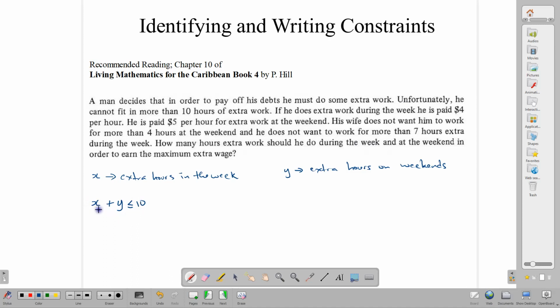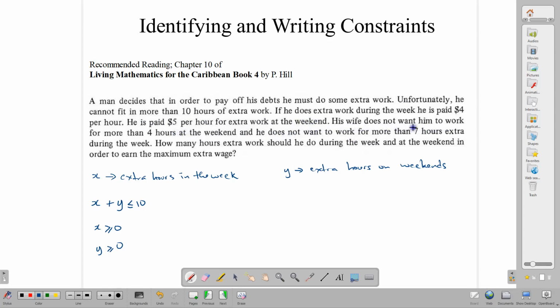Second, he has to do some extra work in the week so that X has to be greater than or equal to 0. Next, he has to do some extra work on the weekend, which means the Y has to be greater than or equal to 0 as well. But there are some more conditions. Here it says, okay, let me find it.